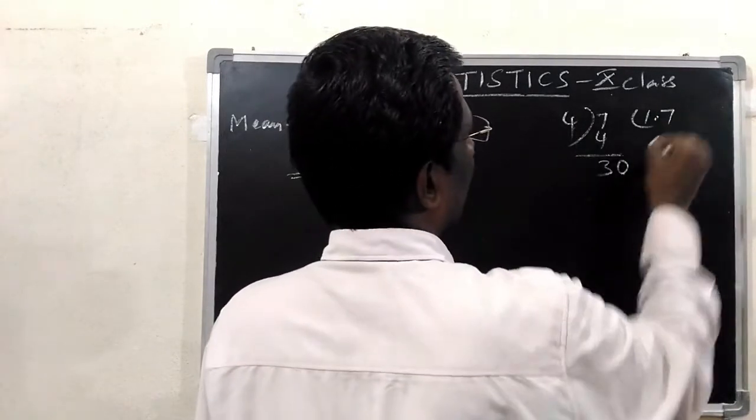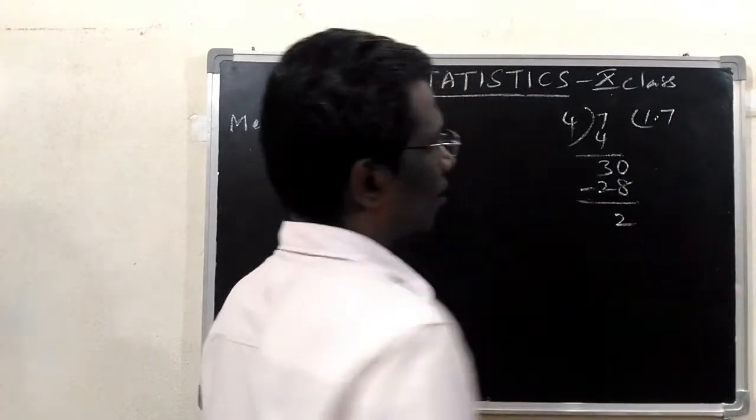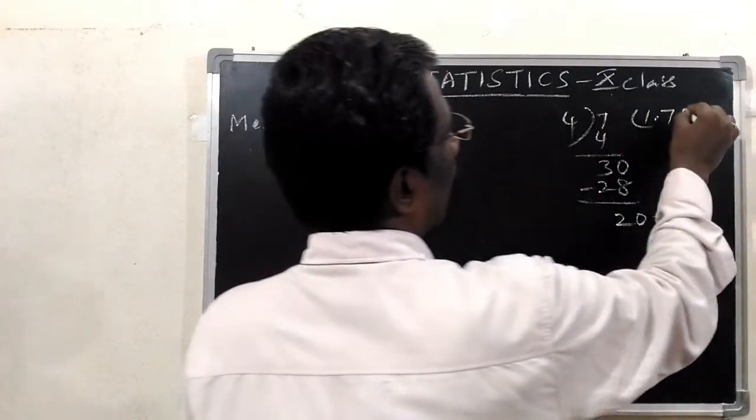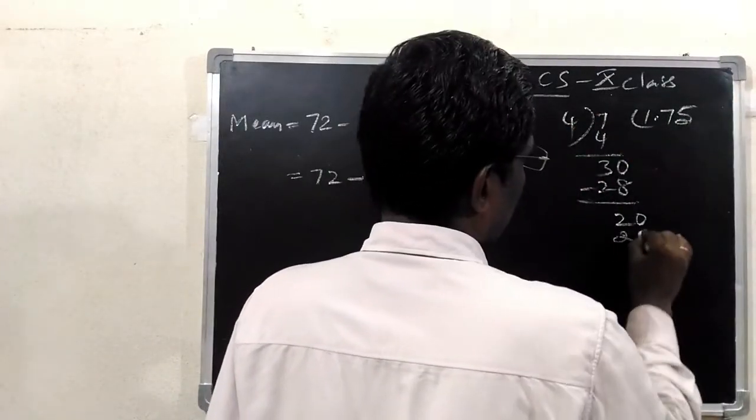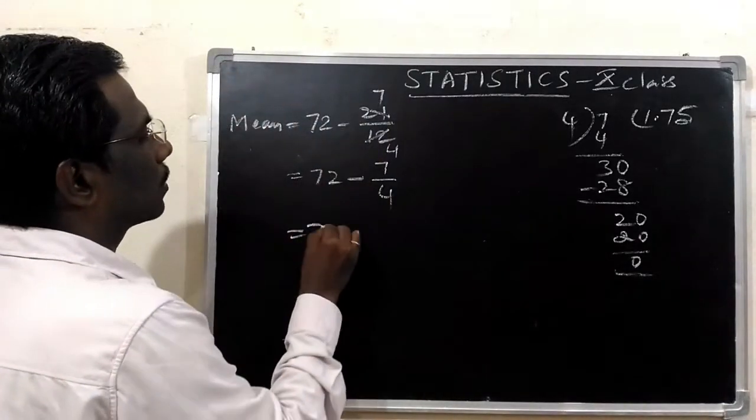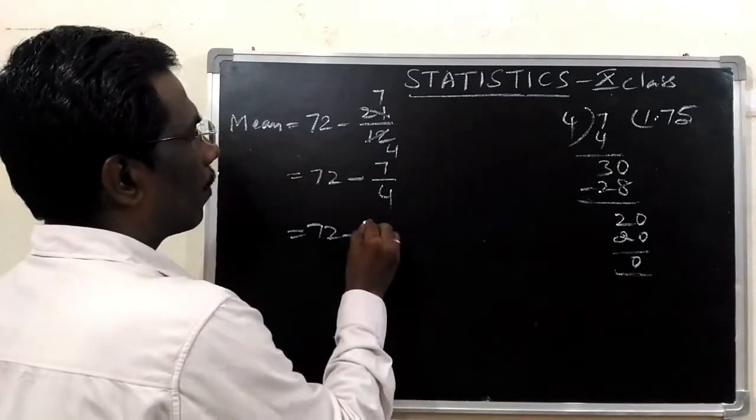And 4 sevens are 28, and minus it, 2 remains. Already the point is there, you can write 0 here. And 4 fives are 20. So we can write it now. 72 minus 7 divided by 4 is how much? 1.75.